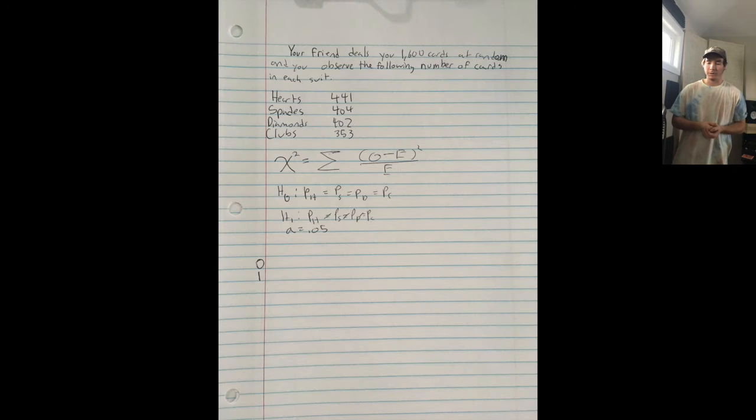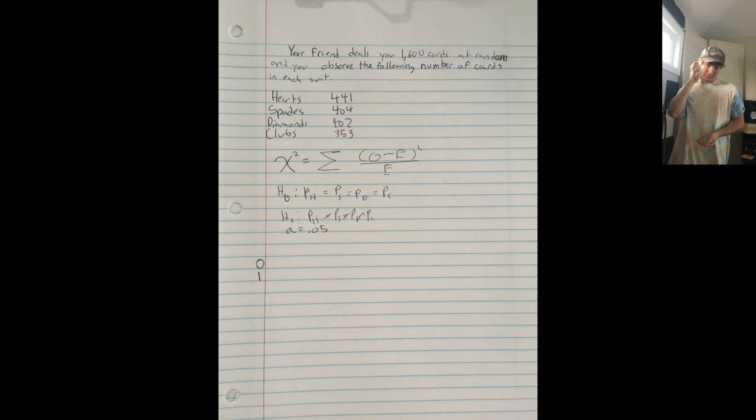So what we're going to want to do is write down our chi-squared formula, which is chi-squared is equal to the sum of our observed minus our expected, squared, over the expected. And we're going to talk about what observed and expected mean in just a little. We're also going to write down our true and our null hypothesis.